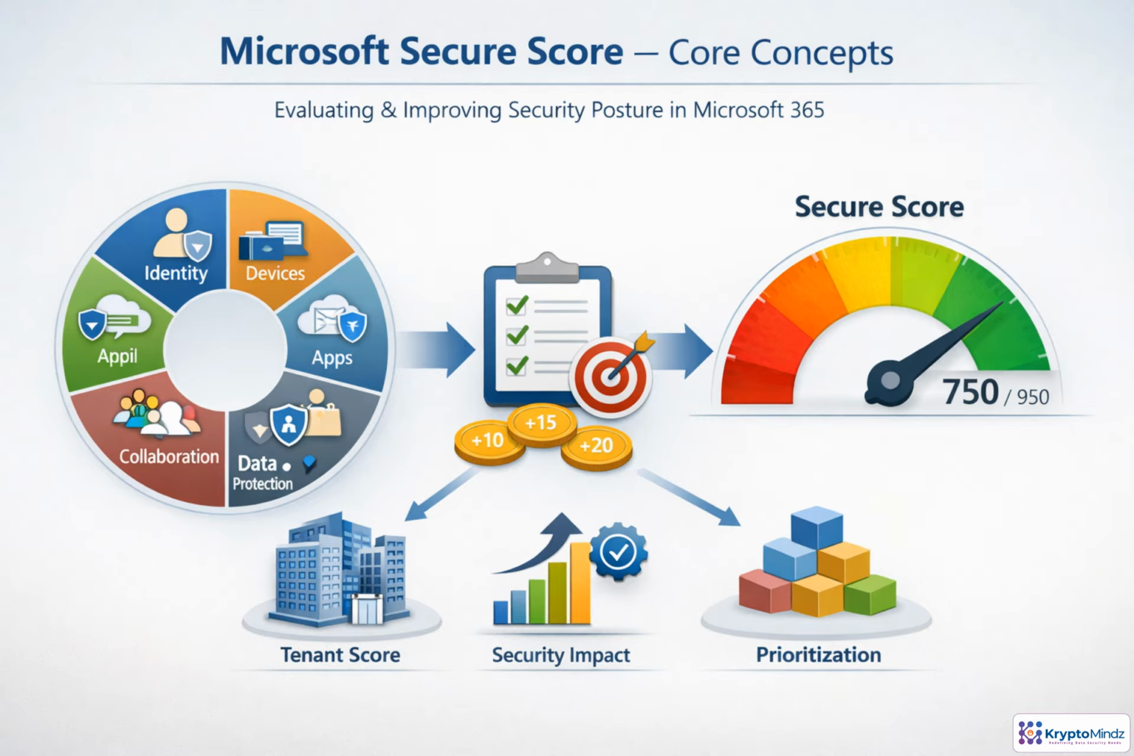Microsoft Secure Score turns security configuration into an improvement signal. It reviews recommended actions across Microsoft 365 areas such as identity, devices, apps, collaboration, and data protection. Each action has points based on Microsoft's estimate of security impact, so stronger controls generally raise the score. But the number is tenant-specific. It changes as products are enabled, settings change, and recommendations evolve. Use Secure Score to help decide what to improve next, not as proof that risk has been fully measured or eliminated.